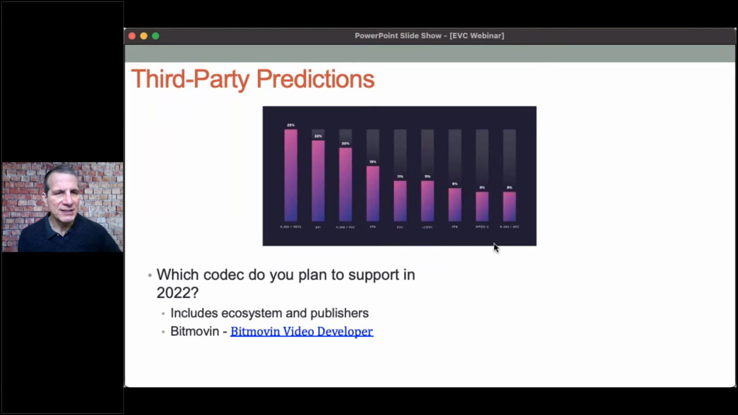Some third-party predictions. These are numbers from Bitmovin. Which codecs do you plan to support in 2022? This is the Bitmovin Video Developer Report. You can get a copy of it here. These are the new codecs you're going to implement. We see pretty good support for AV1 and pretty good support for VVC. Now, this includes a lot of infrastructure and ecosystem providers, so I don't think publishers will be using it at this point. I think it's more encoding vendors, cloud encoding vendors, player vendors, CDNs, those type of companies. I don't see any VVC implementation over the next 12 months beyond some trials.